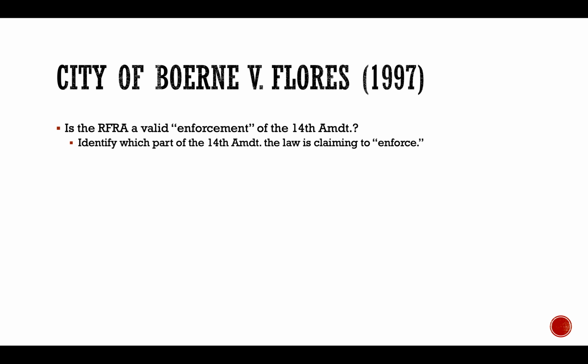So the court says when Congress attempts to enact a Section 5 statute, it's going to have to identify which part of the 14th Amendment it's claiming to enforce. And here it's claiming to enforce the Free Exercise Clause that's incorporated through the Due Process Clause of the 14th Amendment. So what is the evil that the law is seeking to remedy?